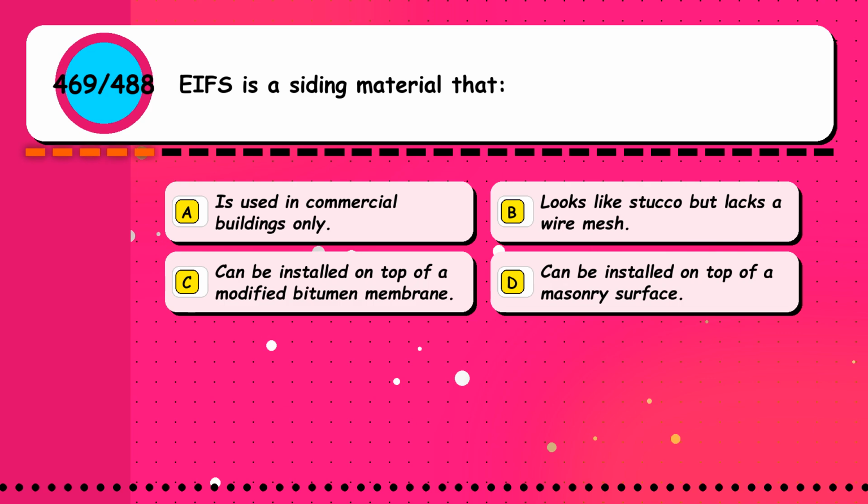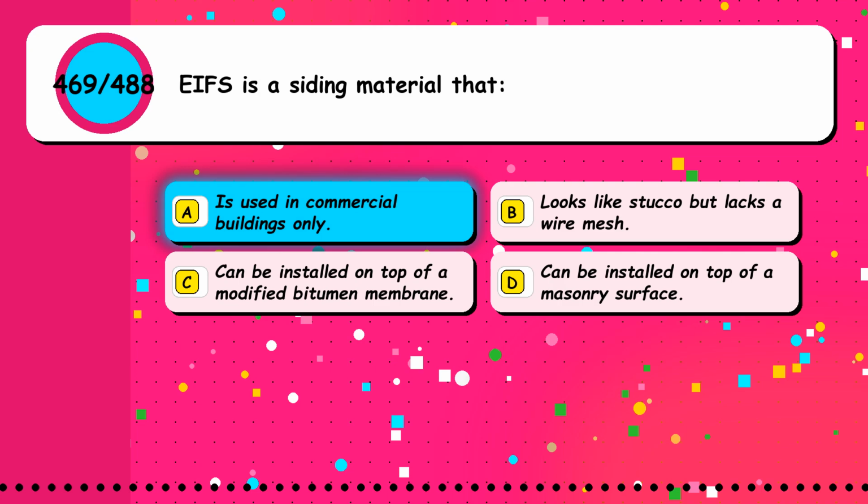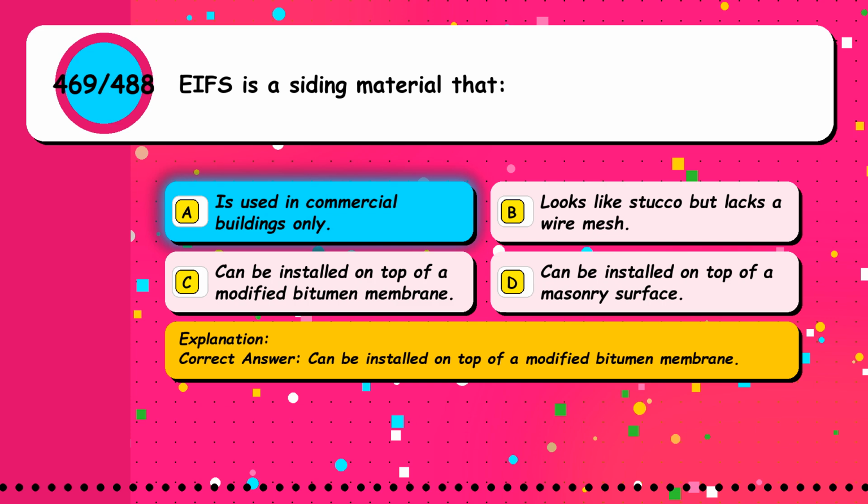Question 469. EIFS is a siding material that, option A, is used in commercial buildings only. Option B, looks like stucco but lacks a wire mesh. Option C, can be installed on top of a modified bitumen membrane. Option D, can be installed on top of a masonry surface. The correct answer is option A, is used in commercial buildings only. Correct answer, can be installed on top of a modified bitumen membrane.